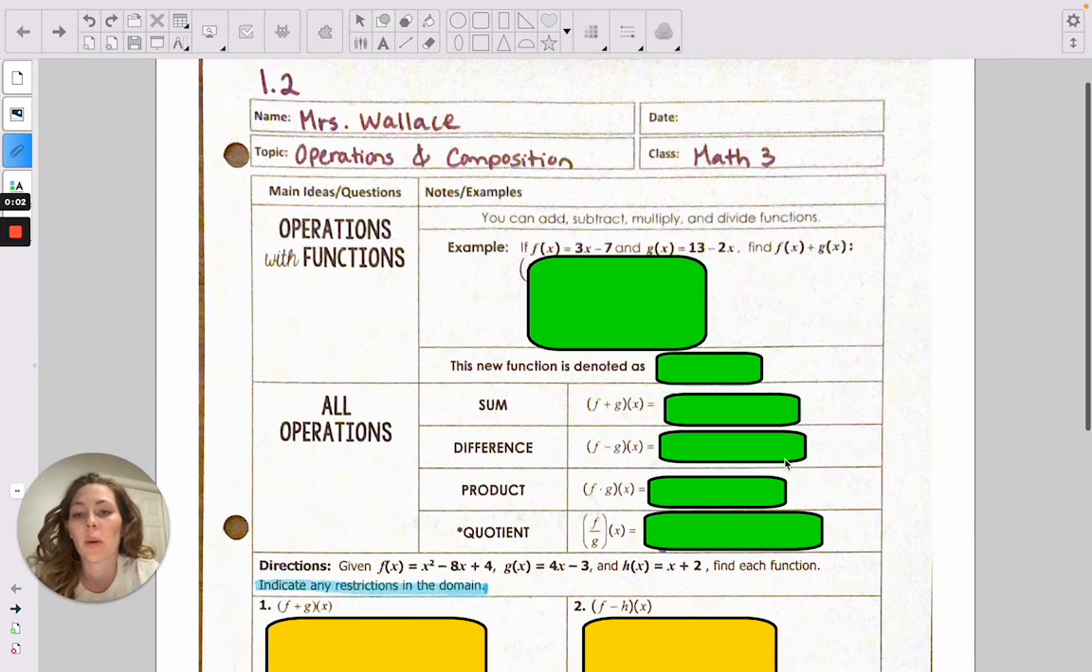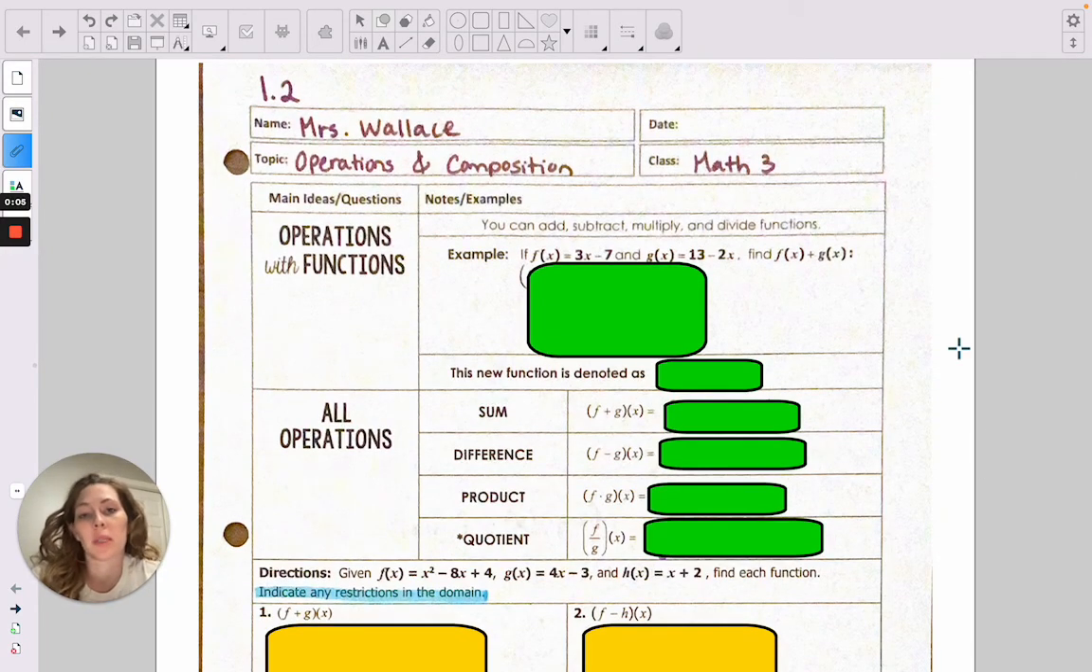Hi guys, so this is lesson 1.2 on operations with functions and composition of functions.